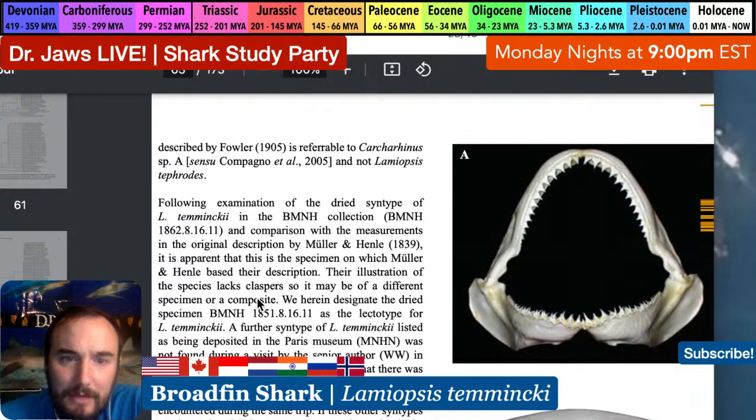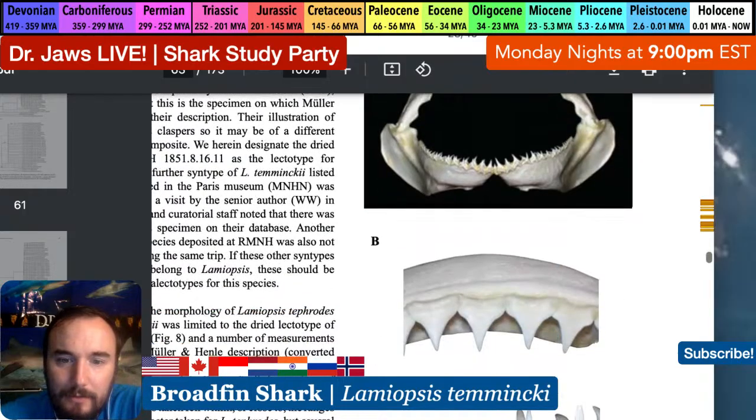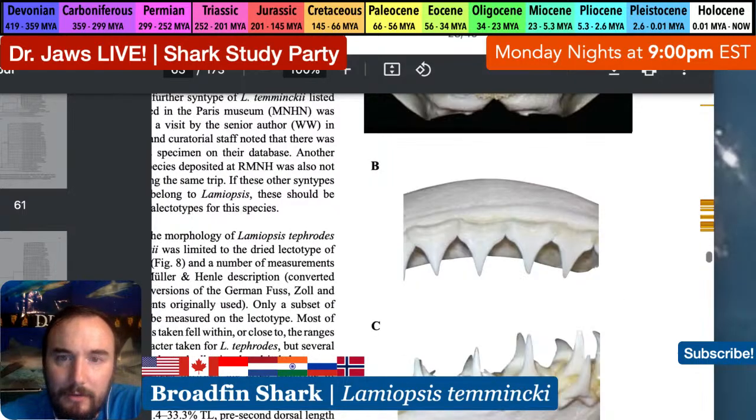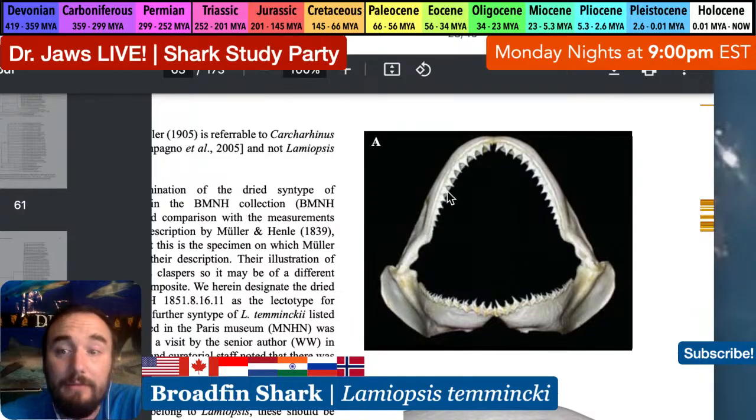The illustration of the species lacks a classroom, so maybe a different specimen or a composite. We here designate the dried specimen from the British Museum of Natural History, 1851, selected type for Lamopsis temmincki. Okay, so these are upper and lower jaws of the broadfin shark, Lamopsis temmincki. So here we go. Really, really cool.